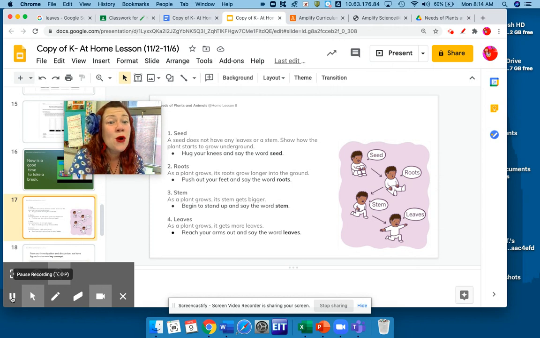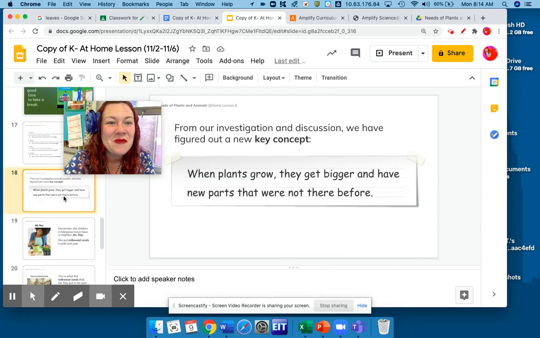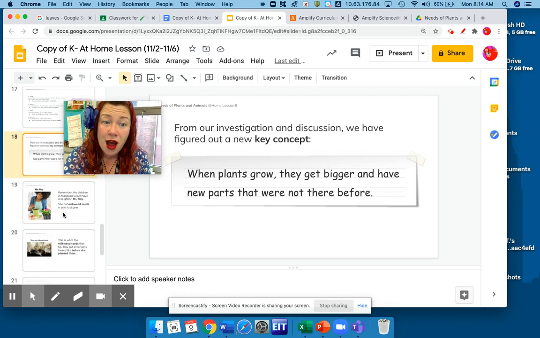You got more light and water, and now you have a stem. Put up your stem. Excellent. And you're continuing to grow because you got more light and water. And I want you to say, I got more light and water, and now I have my leaves. Good job. You are a growing, thriving, beautiful plant. So now we've looked at a lot of different pictures and we've acted things out. And we know that when plants grow, they get bigger and have new parts that were not there before.